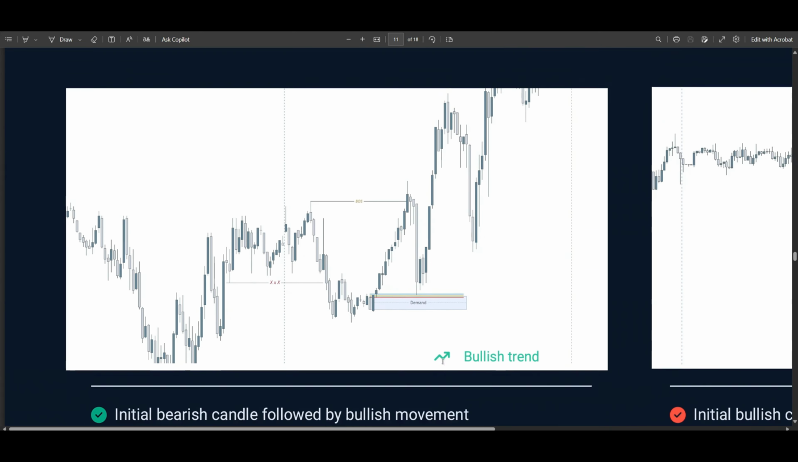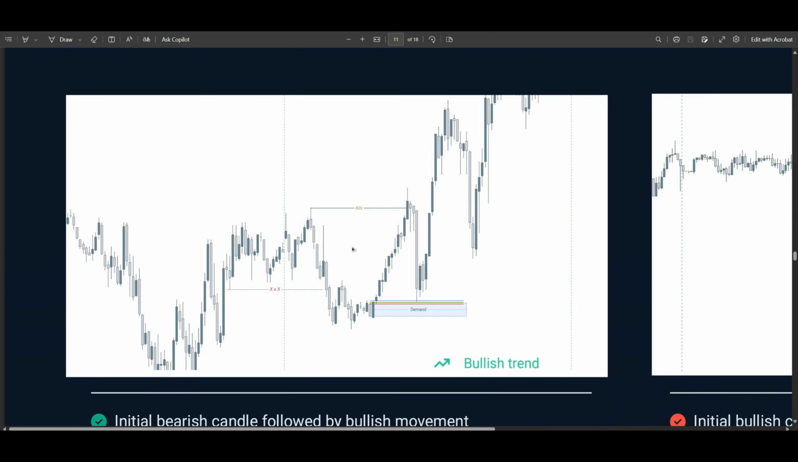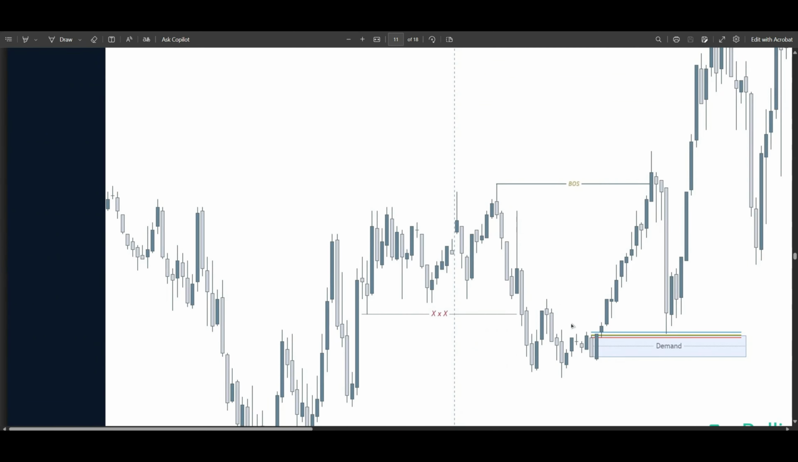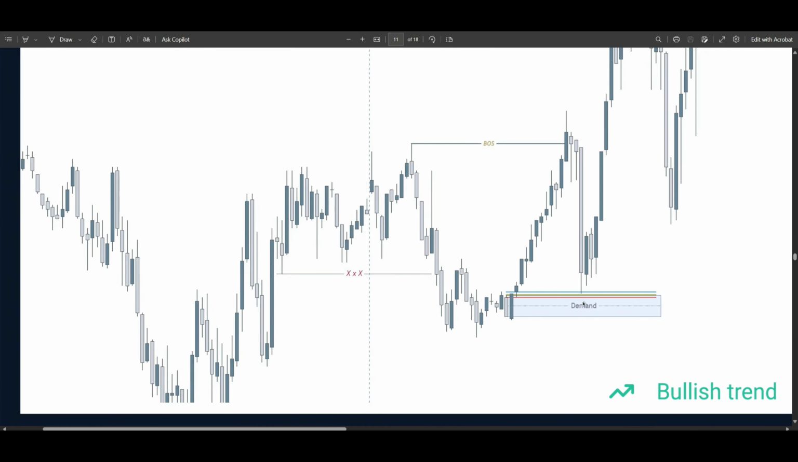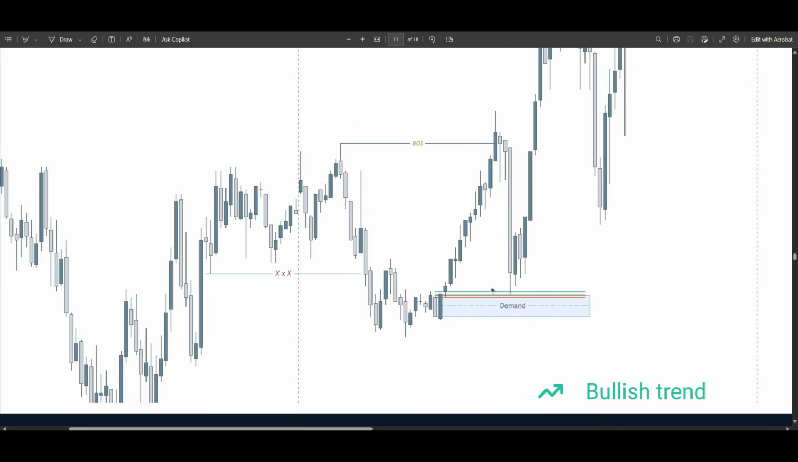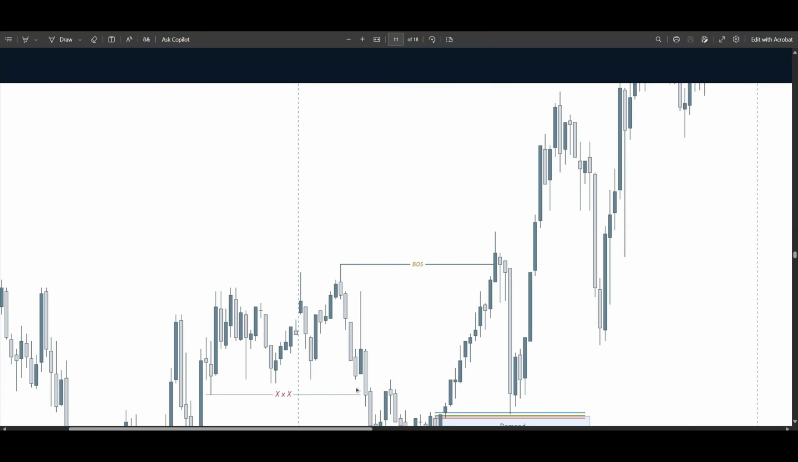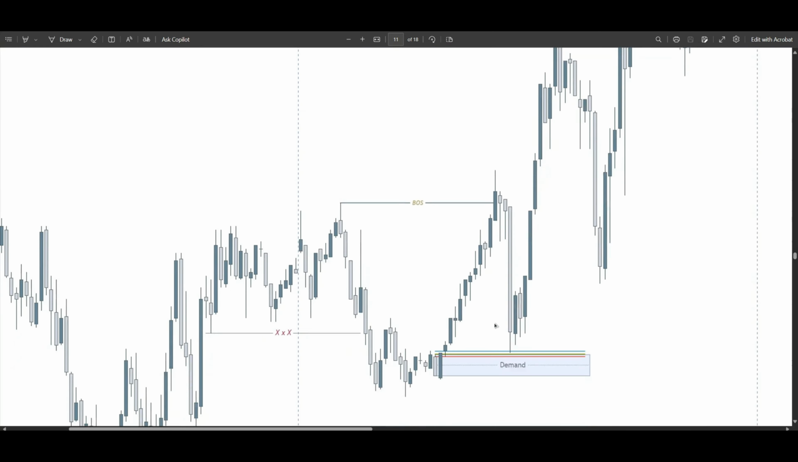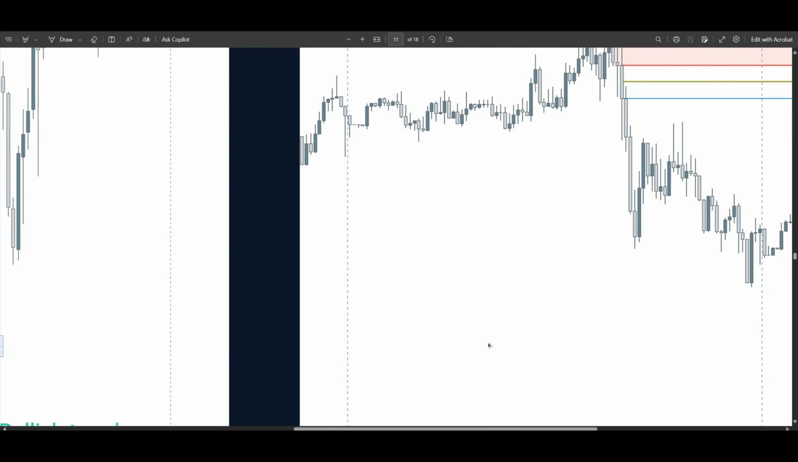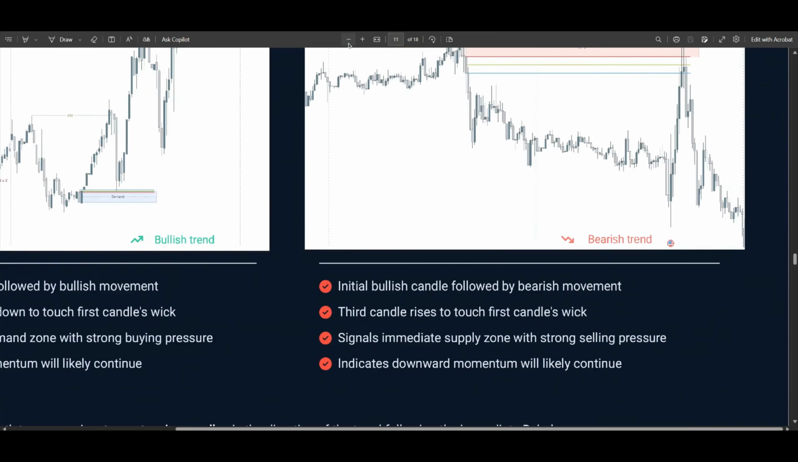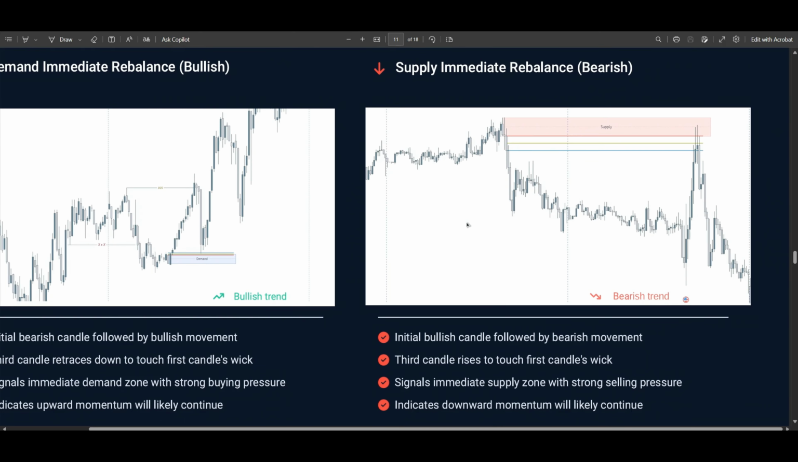So as you can see here, right, price swept some liquidity, we created a breakup structure. So then we come down here, we see a demand, and with that demand zone, we also have what? An immediate rebalance. And what happened here? Price tapped into that immediate rebalance near that demand zone, and look, we have a strong bullish trend continuing towards the upside.